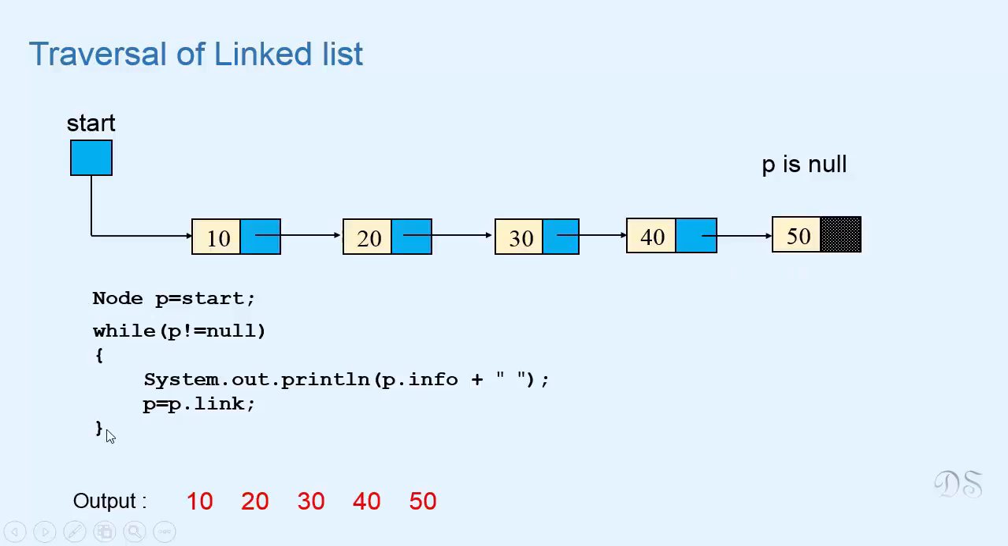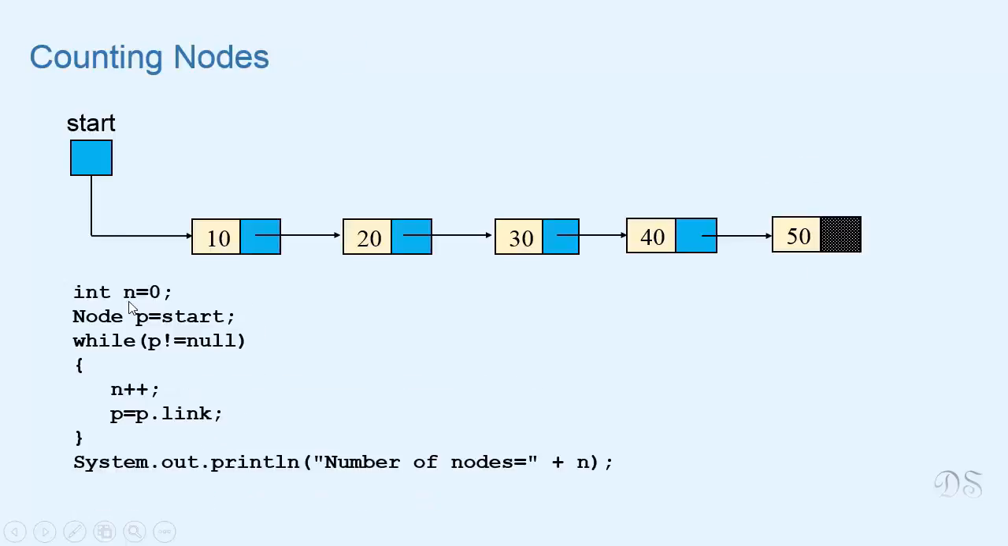We can use the same loop for counting the number of nodes in the list. Here we have taken a variable n, initialized it to 0, and whenever we are visiting a node, we are incrementing this n. So when this loop terminates, this value of n will give us the number of nodes in the list. Now we'll see how we can use this loop to search for an element in the list.